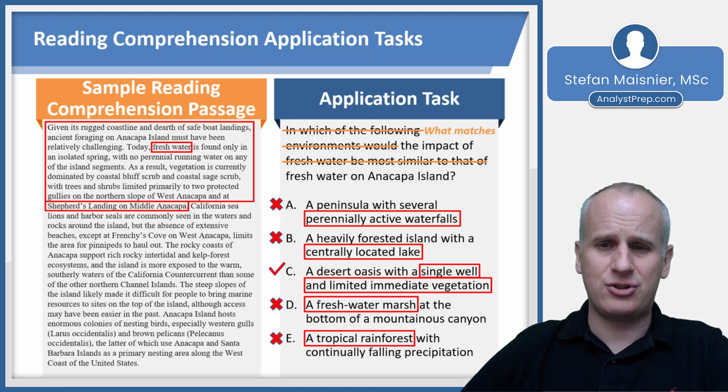And we'd happily choose choice C, understanding that we weren't going to come up with a desert oasis on our own, but we would be able to potentially say, okay, fresh water is limited, there's limited vegetation, and we just had to find an answer choice that matched that circumstance.